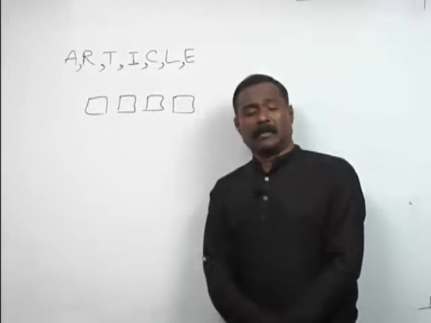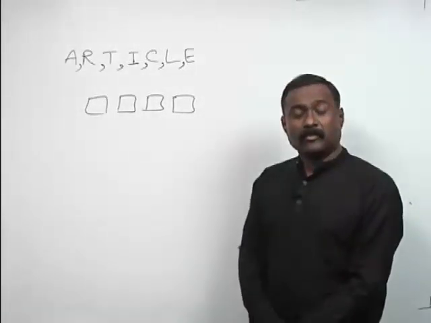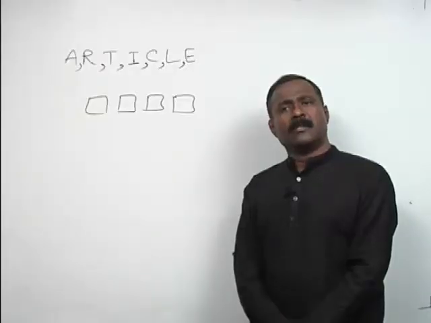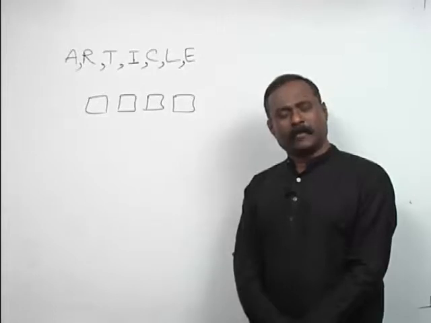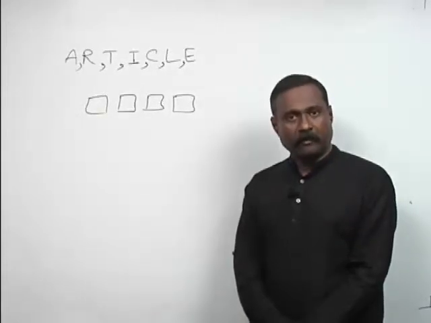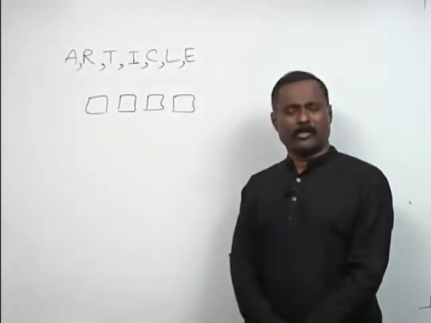Then you may think that, sir, here we have to write the number of arrangements. So arrangements are nothing but permutations. So now we have to apply the permutation formula. Of course, the permutation formula itself is derived from the principle of counting. We can do that using the principle of counting also.